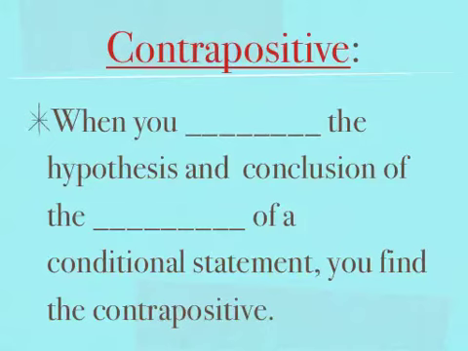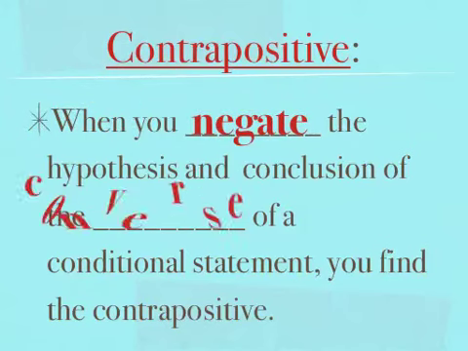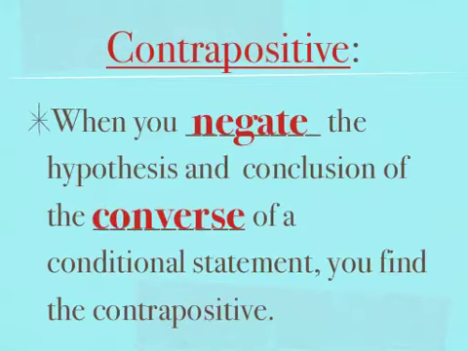And a contrapositive, it says when you negate the hypothesis and conclusion of the converse of a conditional statement, you find the contrapositive. Basically, to find a contrapositive, you're going to switch the hypothesis and the conclusion and negate it. So you're going to find both the inverse and the converse at the same time to find the contrapositive.